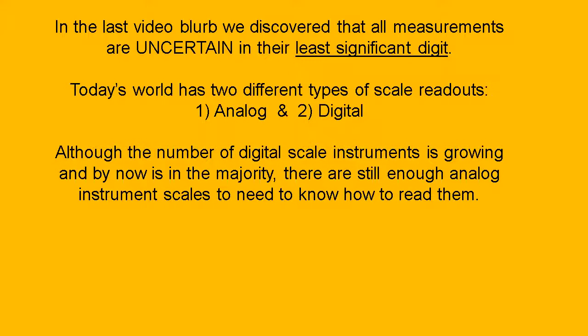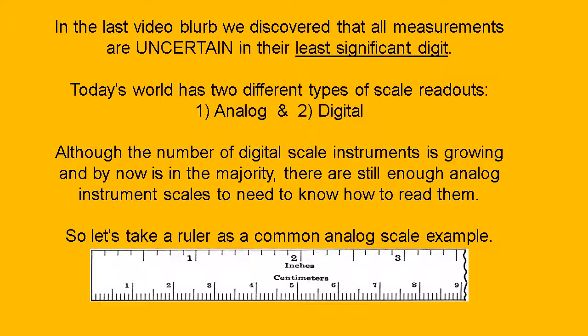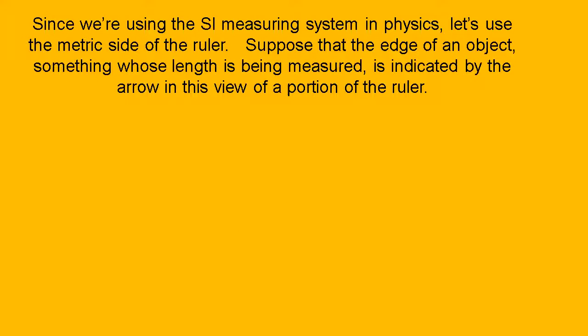Although the number of digital scale instruments is growing, and by now is in the majority, there are still enough analog instrument scales to need to know how to read them. So let's take a ruler as a common analog scale example. Since we're using the SI measuring system in physics, let's use the metric side of this ruler.